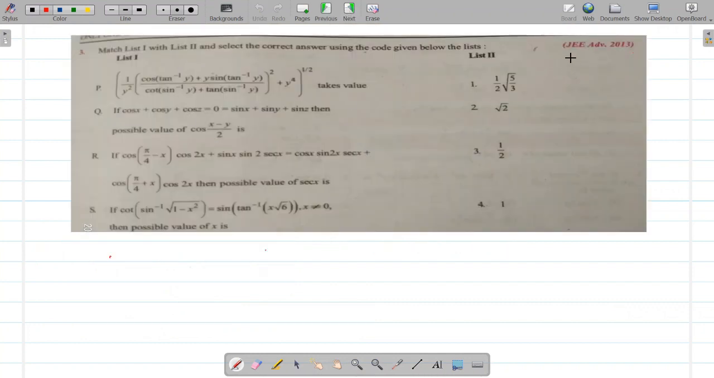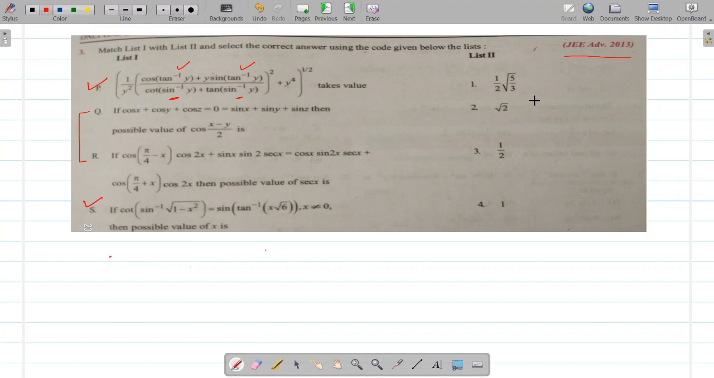So now it's a JEE Advanced 2013 problem. Here the P and S are problems from inverse trigonometry, and these two problems are from basic trigonometric operations. So you can see it is given 1 upon y square, cos of tan inverse of y plus y of sine of tan inverse of y upon cot of sine inverse of y plus tan of sine inverse of y. So we can convert those values. Very easily you can simplify it.